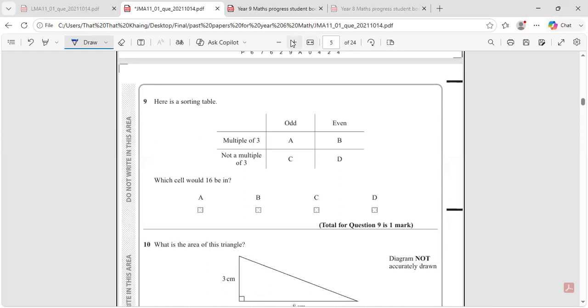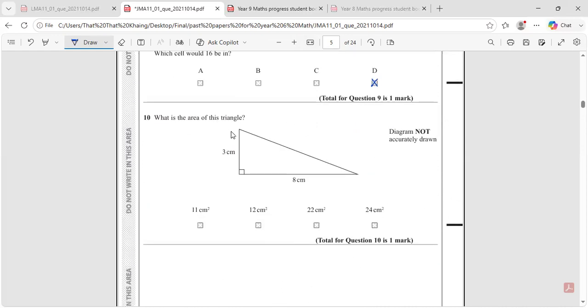Okay, here is a sorting table. You can see odd, even, multiple of three, non-multiple of three: C, D, like that. Which cell will 16 be in? 16 is an even number, but it is not a multiple of three, so we choose D. Even and not a multiple of three, so you can choose D.